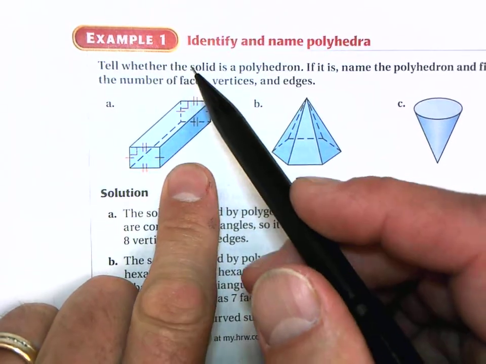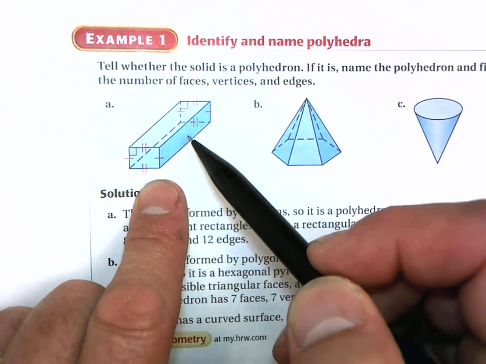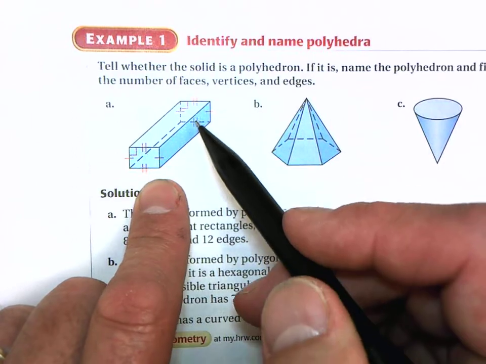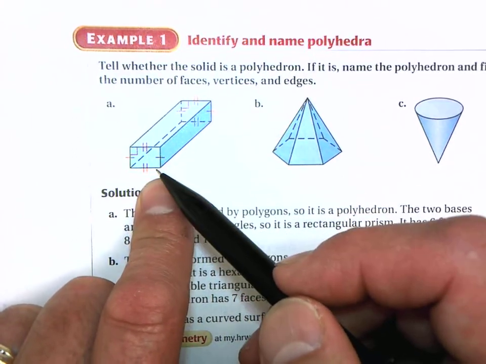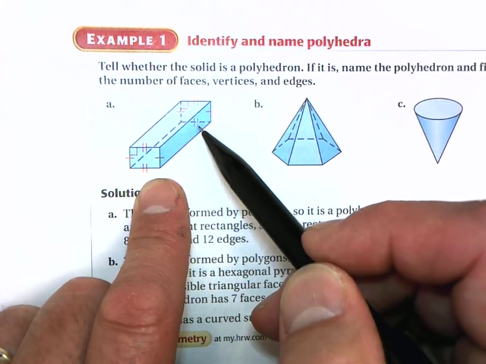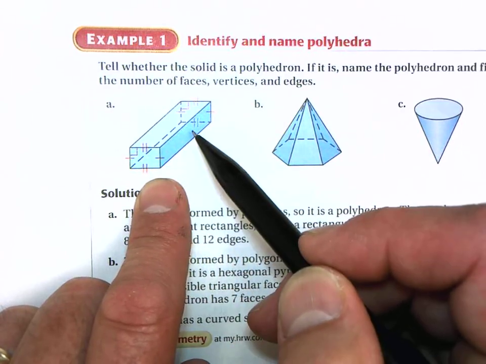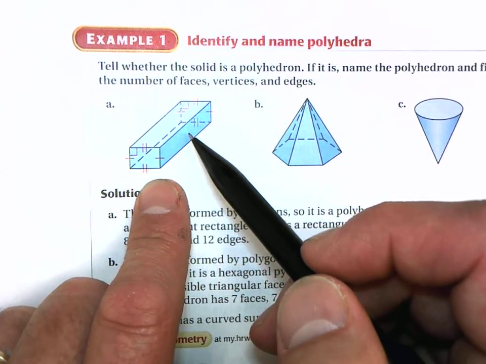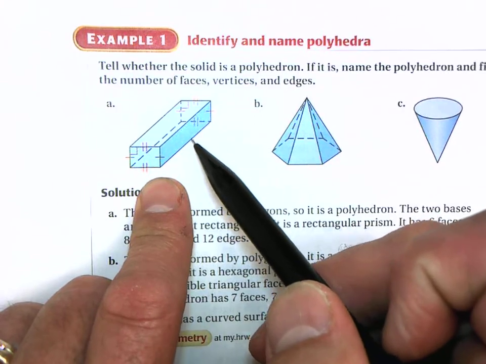And what kind of prism is this? Well, the identifier for a prism is based on what kind of base. What is the base? This base is a rectangle, and so therefore this is a rectangular prism.